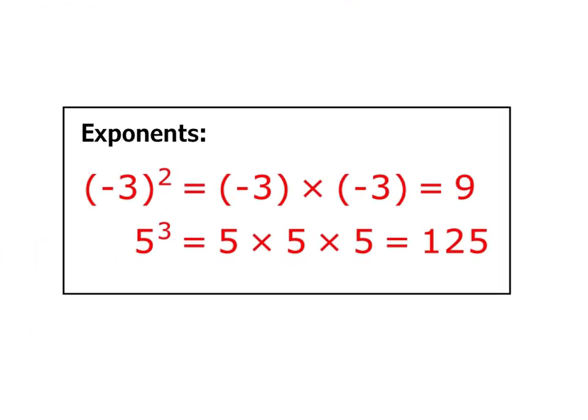Exponents, just as a recall: if you have -3 to the exponent 2, that means -3 multiplied by itself twice, and that gives you +9. 5 to the exponent 3 is 5 times 5 times 5, which is 125, because 5 times 5 is 25, and 5 25s makes 125.